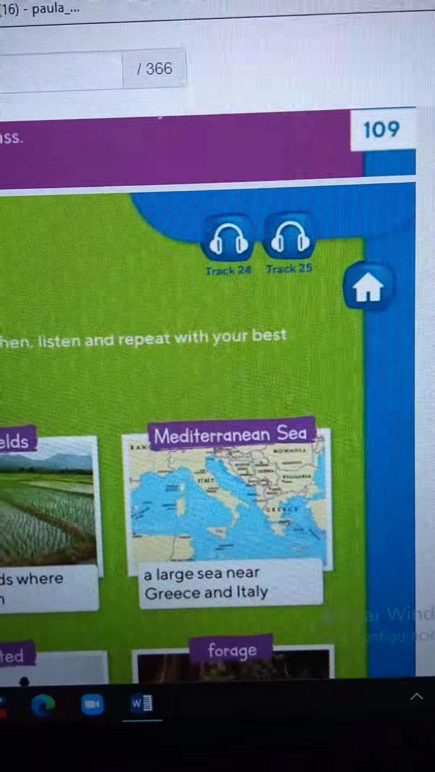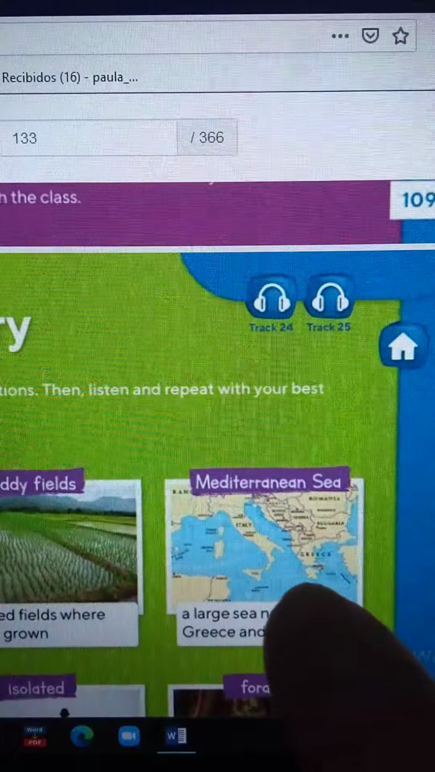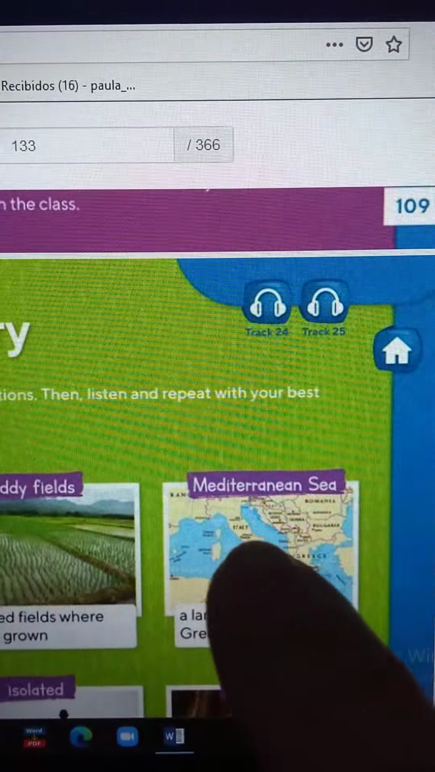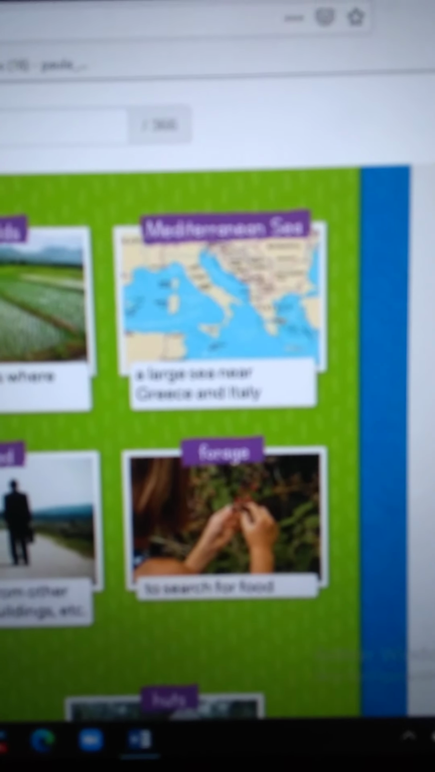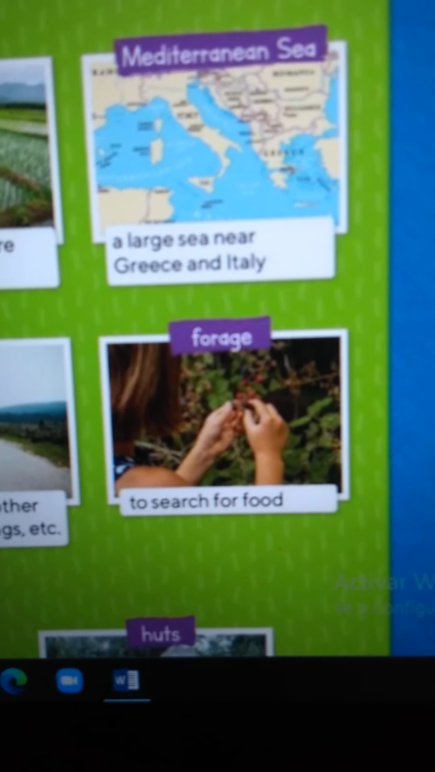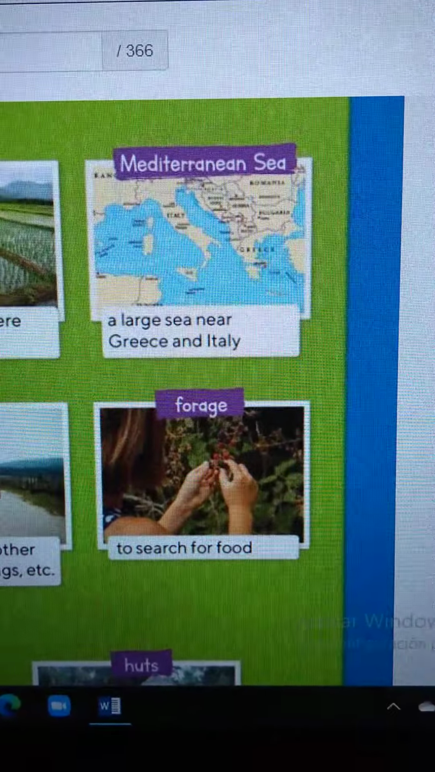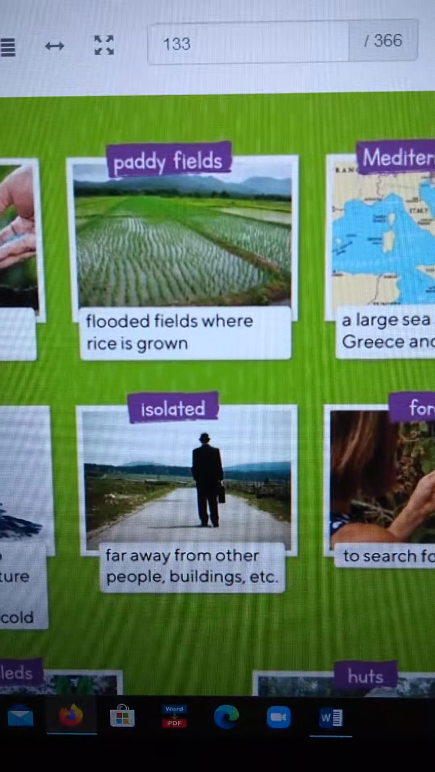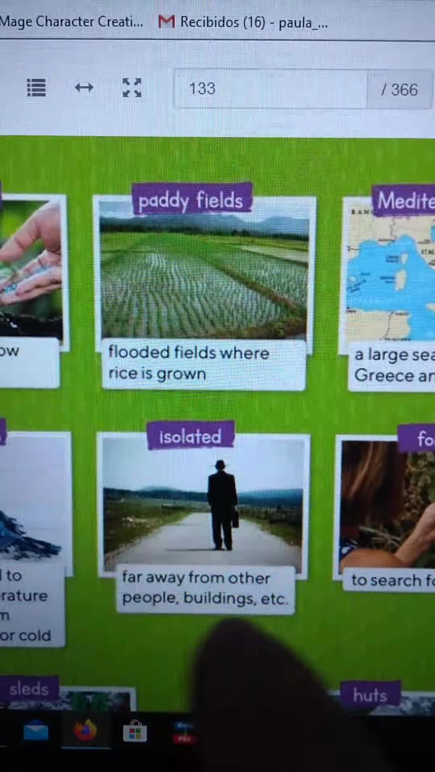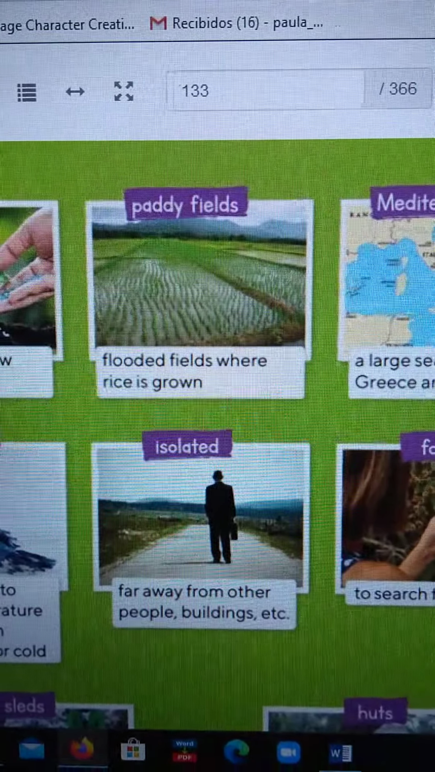Mediterranean Sea: a large sea near Greece and Italy. Okay, so here is Greece, here is Italy, so the Mediterranean is here. Forage: to search for food. To search for food, it's called forage, okay? So if you're in a forest and you're looking for fruit to eat, you are foraging. Isolated: away from other people, buildings, etc. When you have nothing and no one around you, okay?